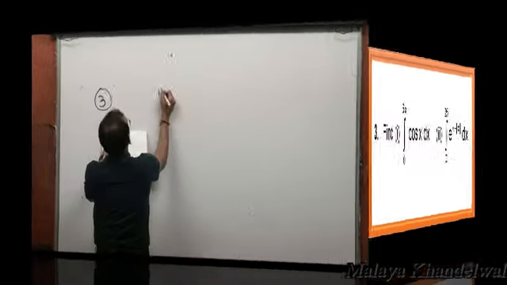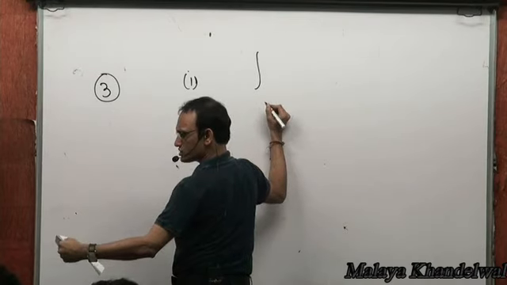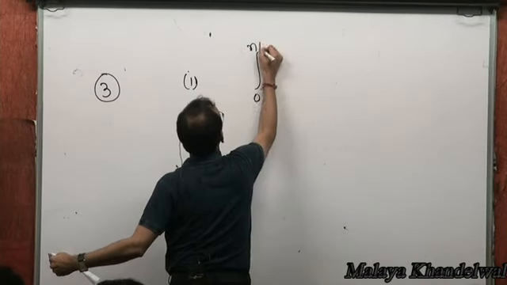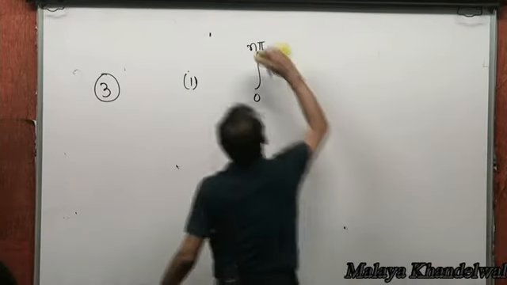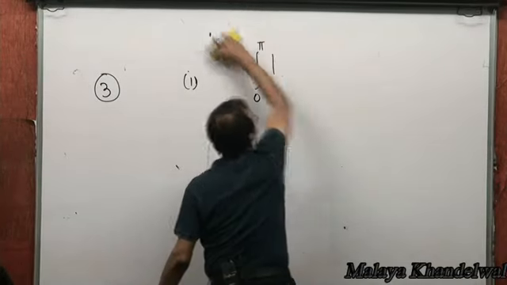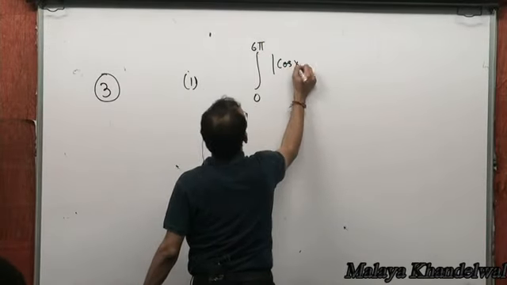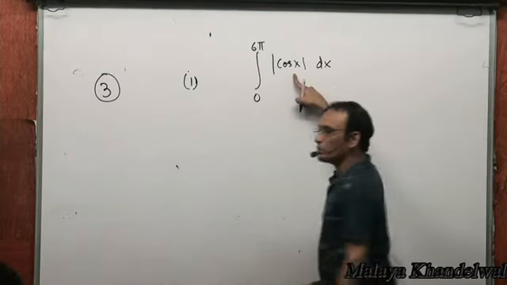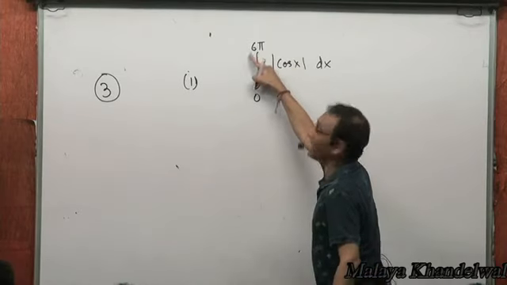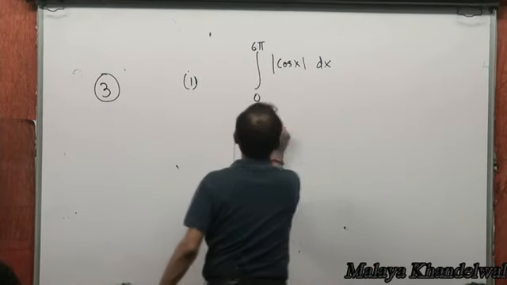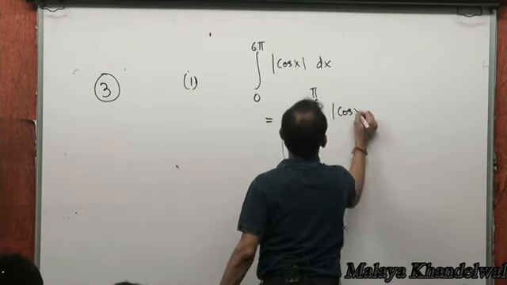3, part 1. Integral 0 to n pi, right? 6 pi. 0 to 6 pi mod cos x dx. What's the periodicity of mod cos x? Pi. Right? So n times t, n will come out. So this will be 6 times 0 to pi mod cos x.